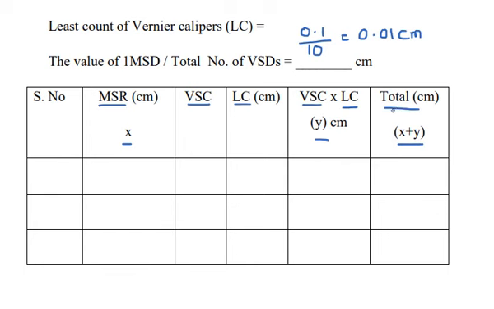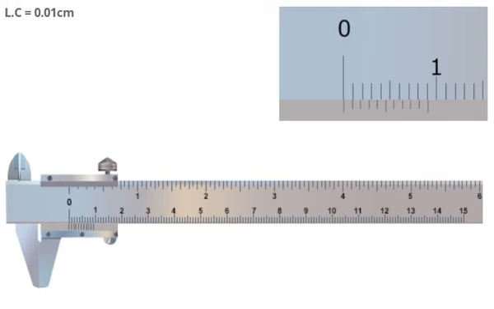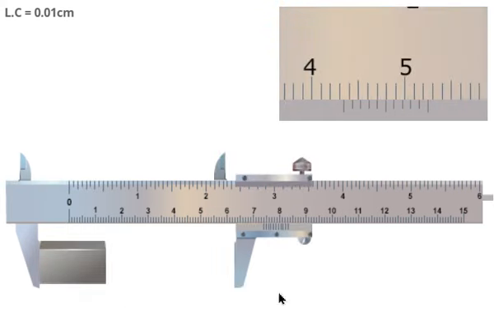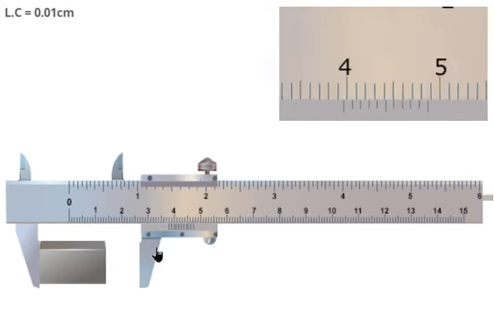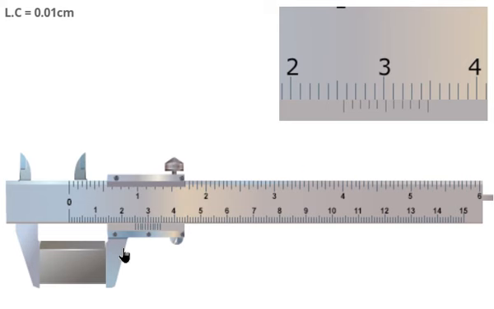Now I will show you how to take one reading on a vernier calipers. So let me put an object between these two jaws. Now let me put the object and then slide this such that the object correctly fits between the two jaws like this. When the object correctly fits between the two jaws, you can read the scale here.